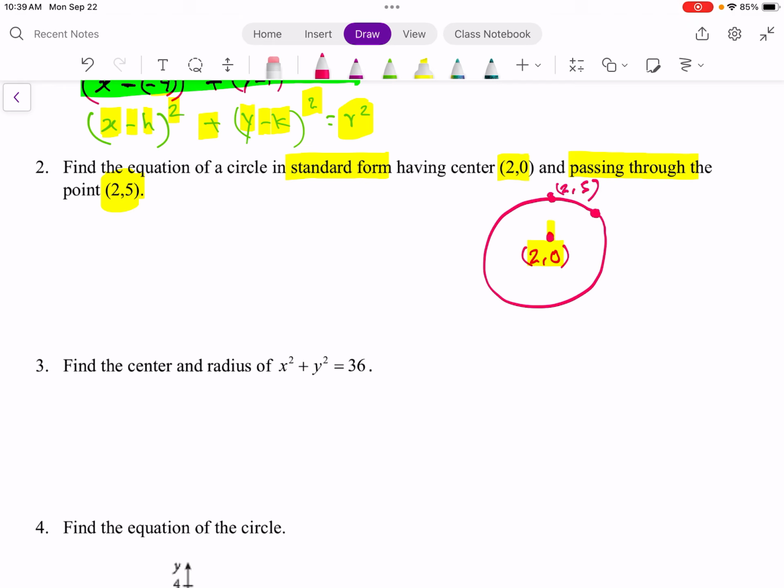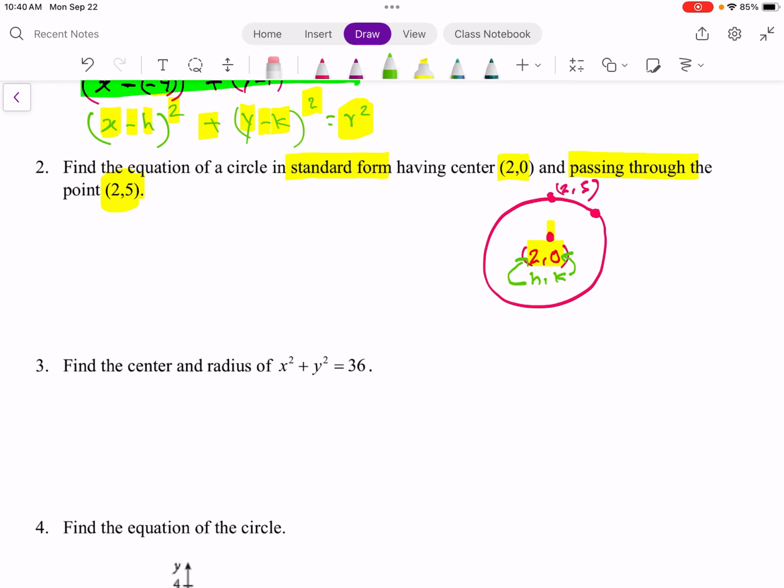Now, to find the equation of a circle in standard form, what do we need to know? We need to know 2 things: the center and the radius. Now, the center is given, right? The center is (2, 0). So let's call the center (h, k). Our h is positive 2, k is 0. Next, we have to know the radius of this circle.